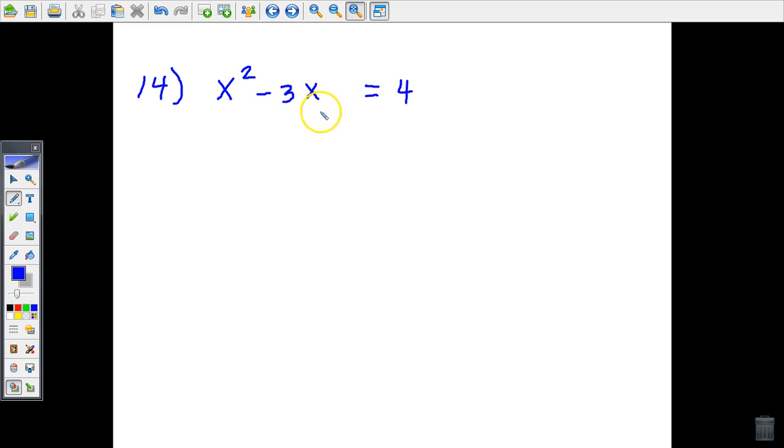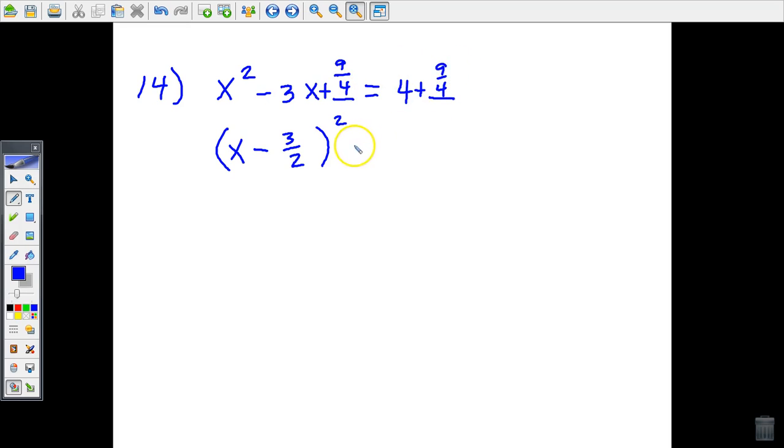Okay, so here is number 14. The constant is already on the right side. So I'm ready to set up my quantity squared. Square root of x squared, bring down the minus, 3 divided by 2. Okay, the number that will be added to both sides of the equation will be negative 3/2 squared, which is positive 9/4.